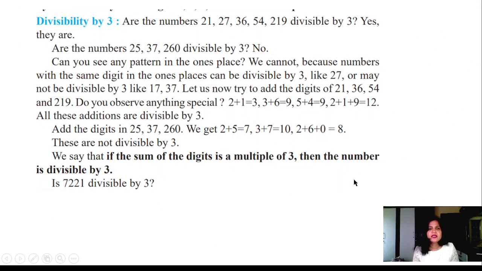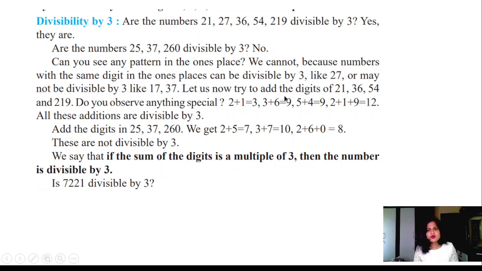Divisibility by 3. Are the numbers 21, 27, 36, 54, 219 divisible by 3? Yes, they are. Are the numbers 25, 37, 260 divisible by 3? No. How can you tell that? Can you see any pattern in the ones place? We cannot, because numbers with the same digit in the ones place can be divisible by 3, like 27, or may not be divisible by 3, like 17.